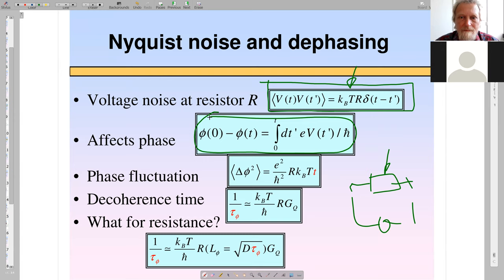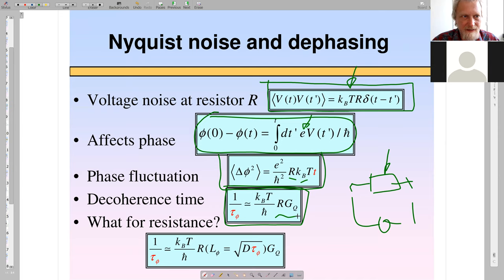So let us compute the phase change due to this noise, due to this voltage. Right, fluctuating voltage, so the phase is voltage times charge. Now we can use the same formula which we have derived. Phase fluctuations are proportional to time. The proportionality coefficient is the resistance and temperature. And that's what we get for the decoherence time. So this is proportional to temperature, like for Ohmic law, and proportional to the resistance. Now, let us see what resistance we shall take.